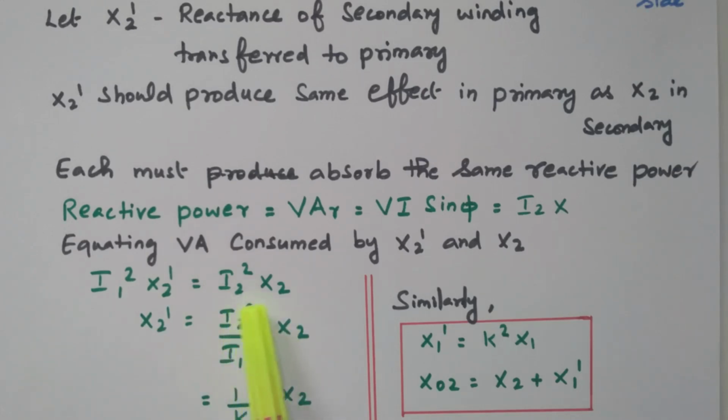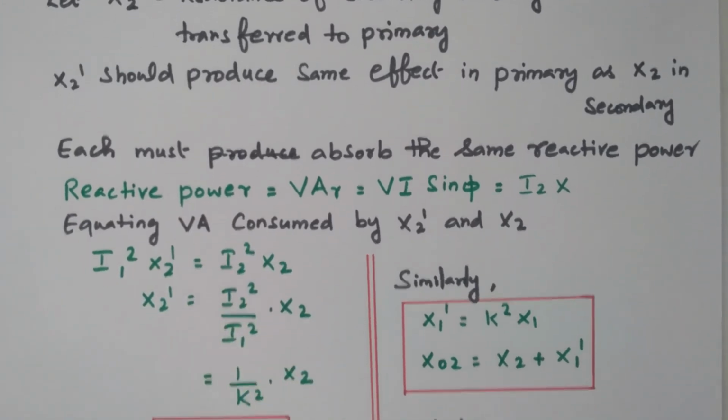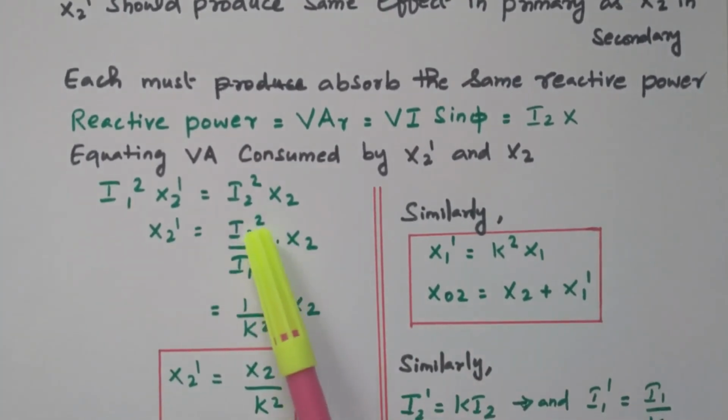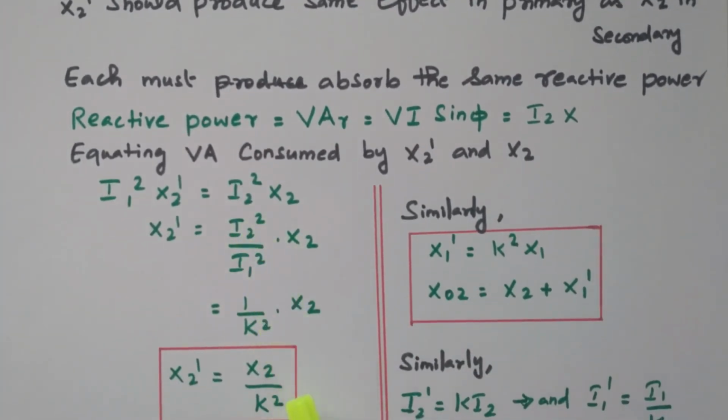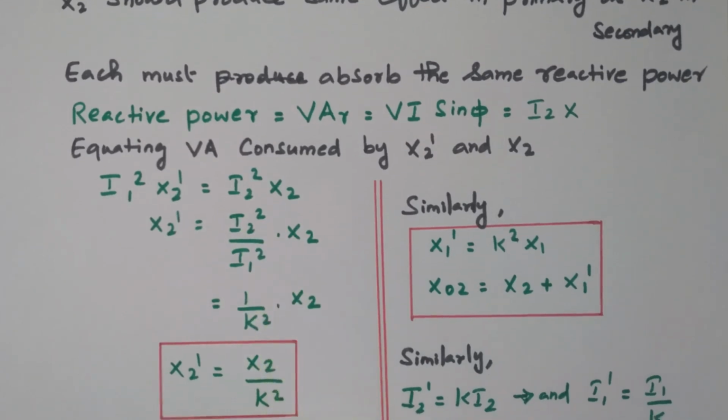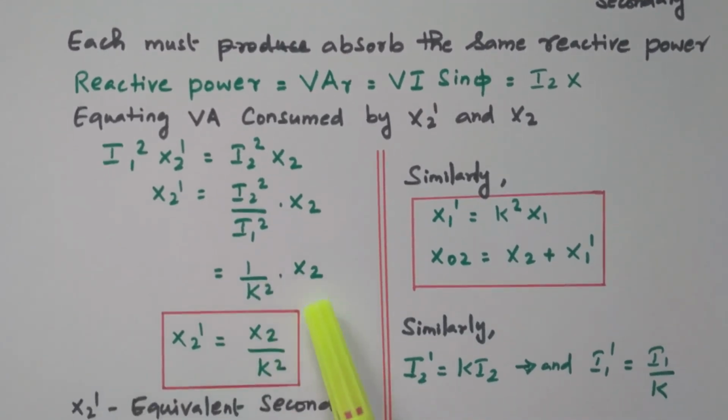So this is the original one, secondary, I2 square X2. While transferring to primary, it becomes I1 square, and the reactance becomes X2 dash, right? X2 becomes X2 dash. Current is from I2 to I1. So from that we can find X2 dash equal to, bringing this I1 in the denominator, I2 square by I1 square into X2. We know that I1 by I2 is K, here I2 by I1 is available, so it is 1 by K.